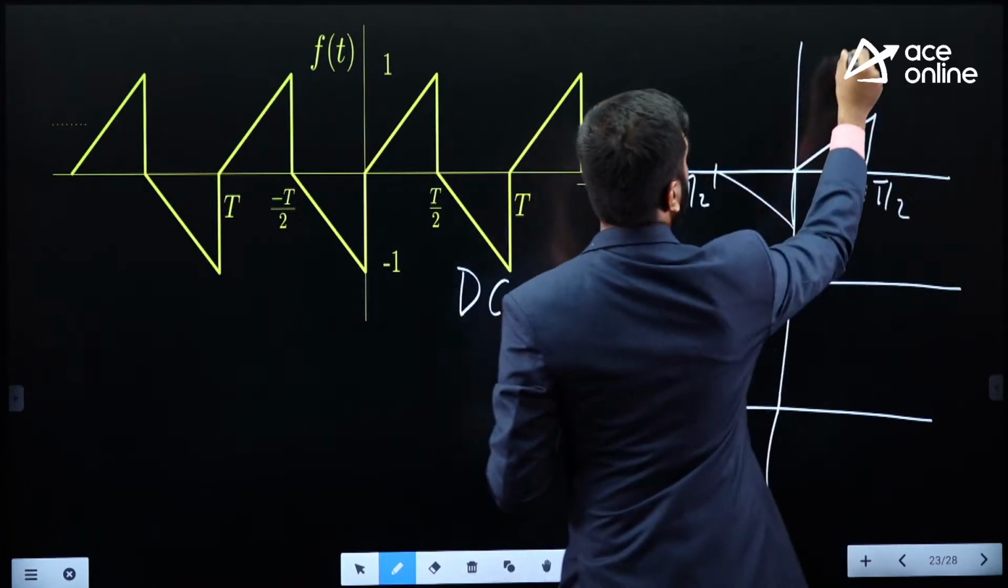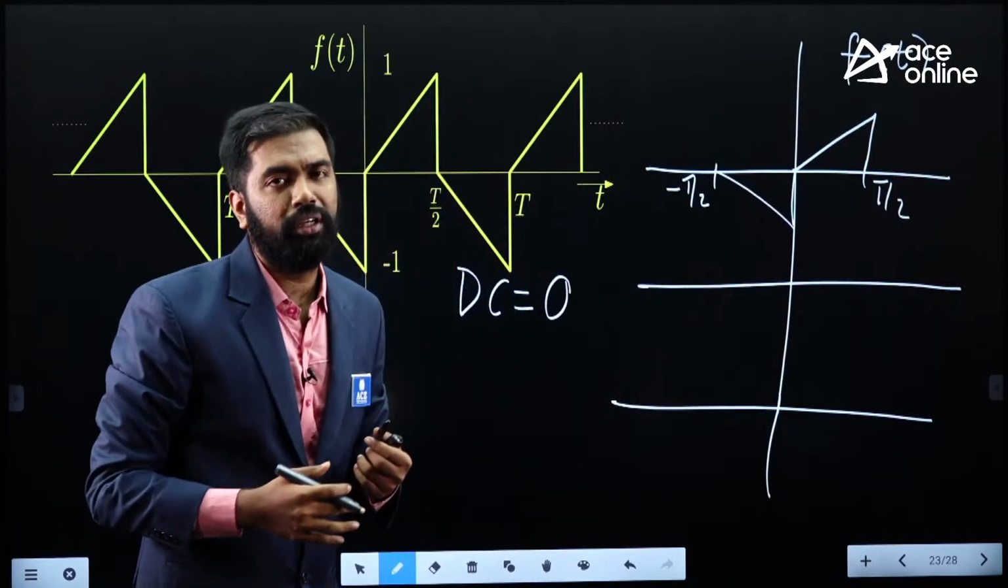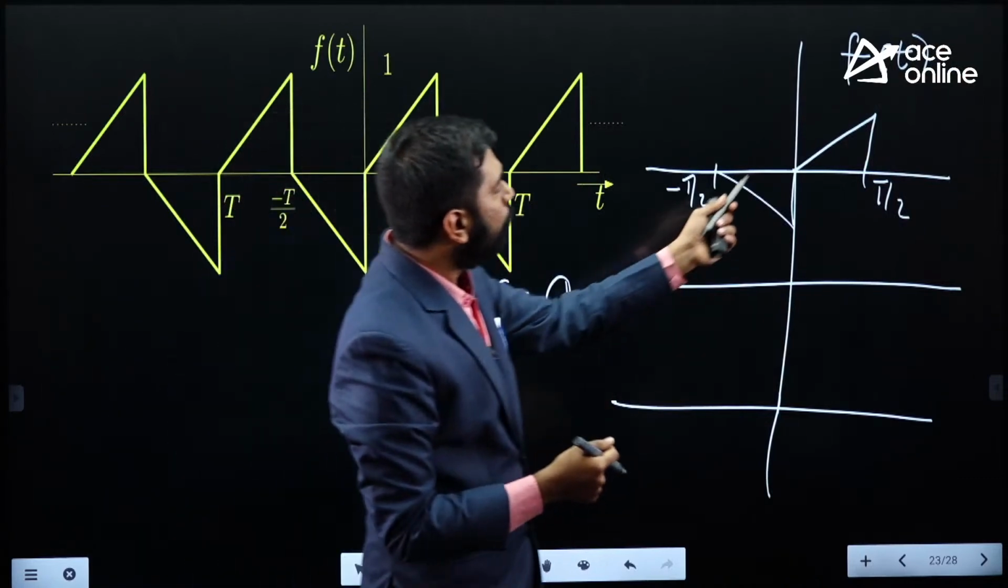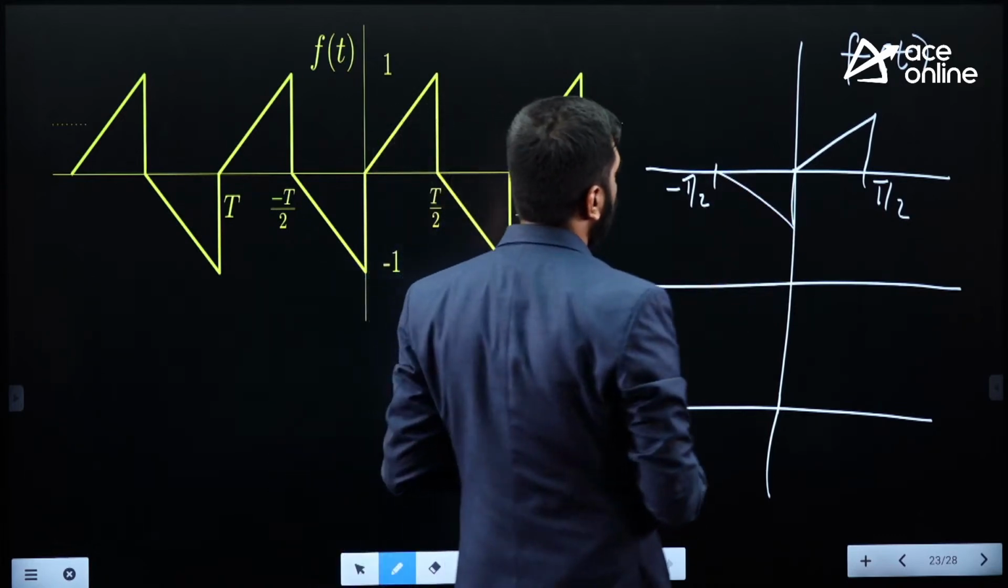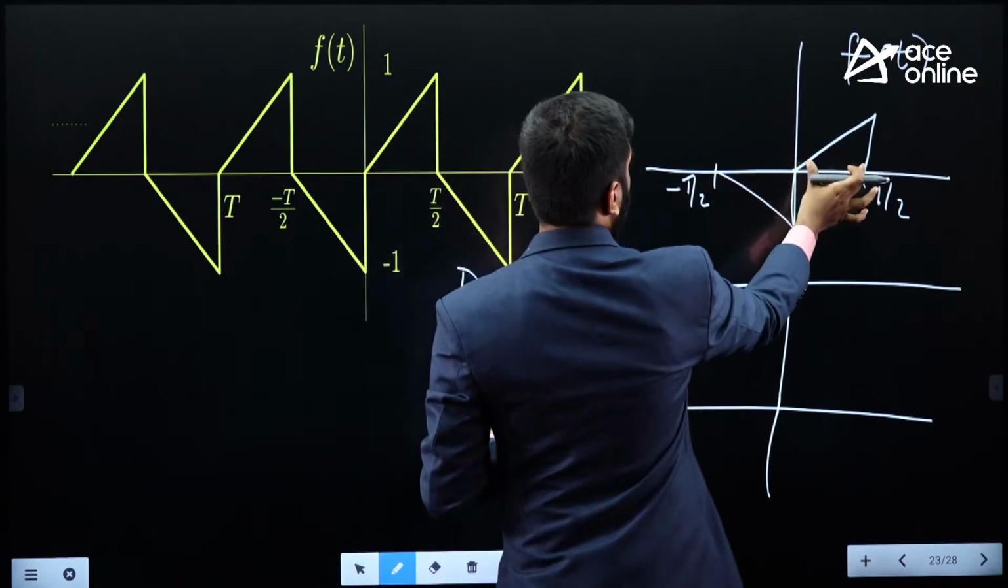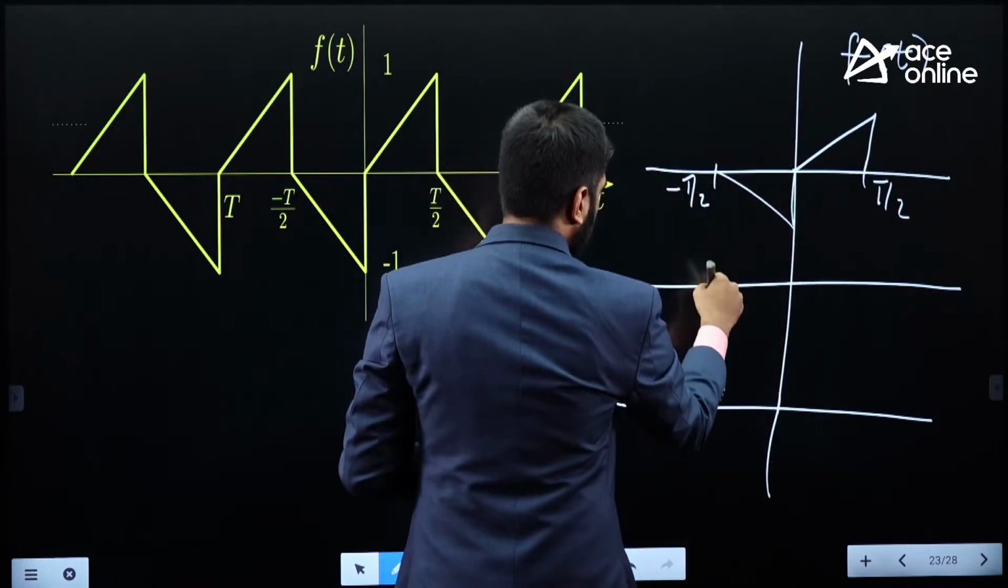So what is this? This is f of t. I have drawn this in one fundamental period. What next? We need to rotate this about y-axis. Let's rotate this about y-axis. What will I get? So this part goes like this. This part goes like this. So let me draw that.